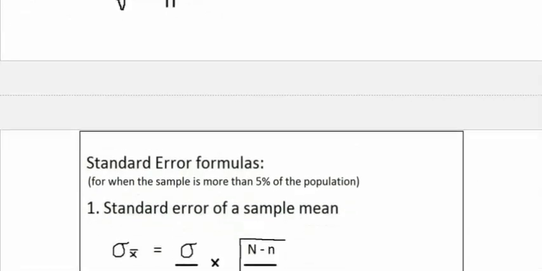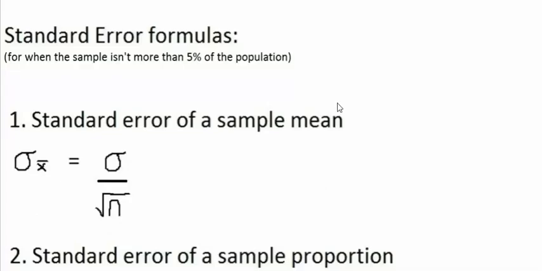And notice up here how it says for when the sample isn't more than 5% of the population. So these formulas actually change when the sample is more than 5% of the population. When the sample is more than 5% of the population, you have to put something at the end of the formula, and I'll show it to you.